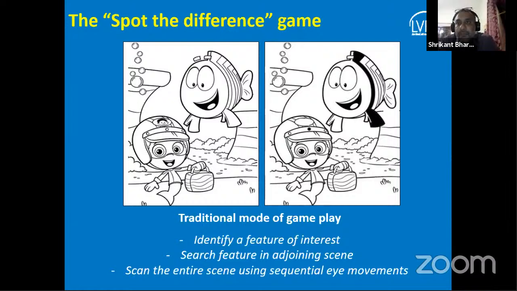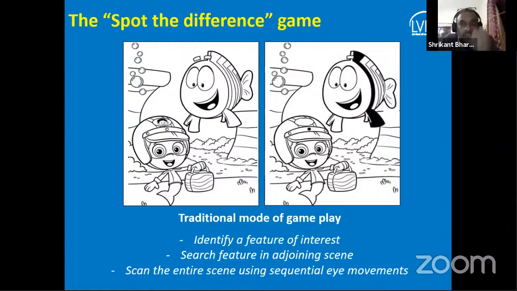So it essentially involves a searching strategy. It is a visual search task. And what you also do is you make sequential eye movements from one image to the other, and you progressively keep doing that over and over again in order to search for these differences, essentially scanning the entire image. And every time you identify a difference, you commit that to memory, and then you continue on doing the next difference. That's how traditionally the game is played.